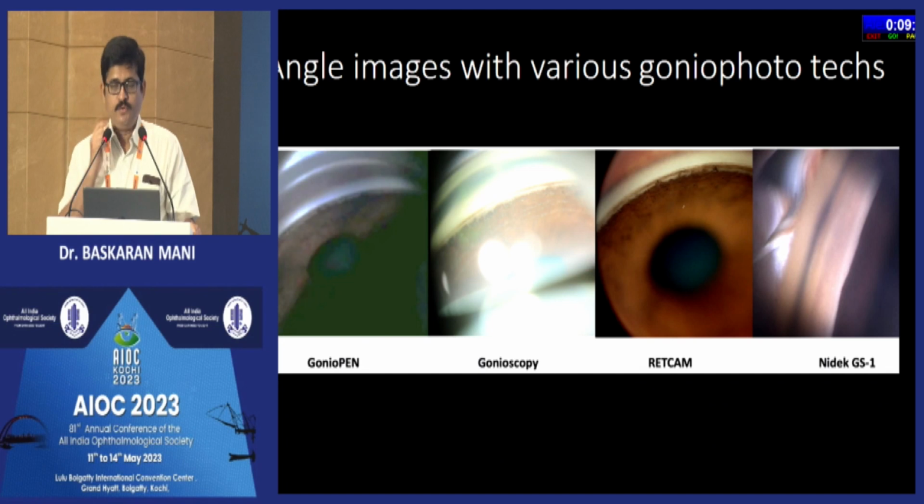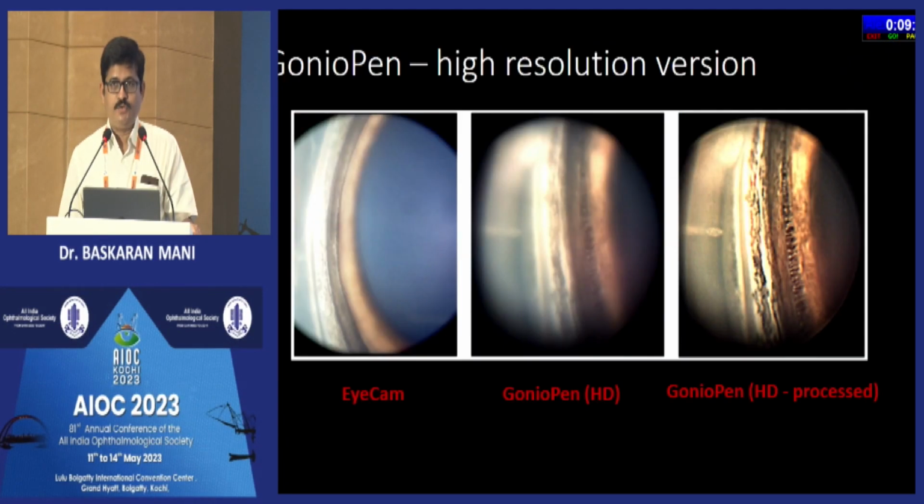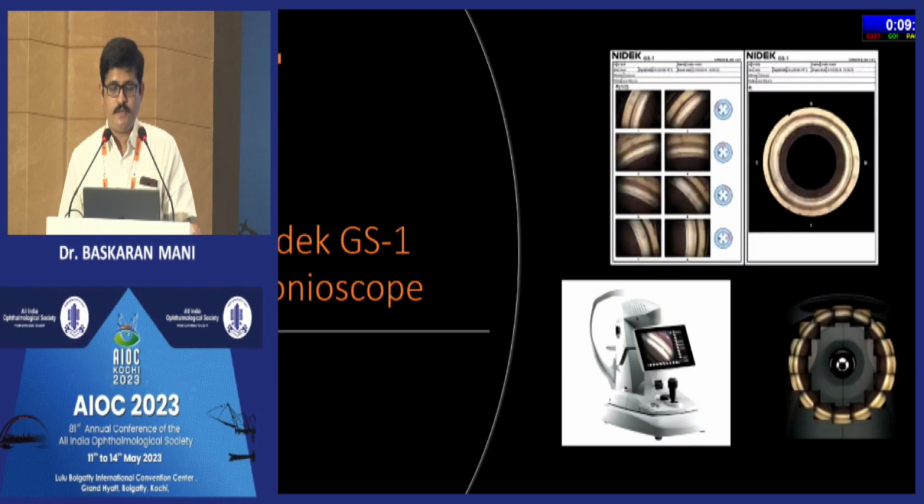We'll start with the goniophotographic techniques. There are quite a number of them now available for easy, portable imaging of the angle. We have some of these: Gonio Pen, RetCam, anterior segment alignment, Nidek, and some of the high resolution versions are available with Wi-Fi. So it's like handheld systems that are coming up. So hopefully these will help us document the angle better.